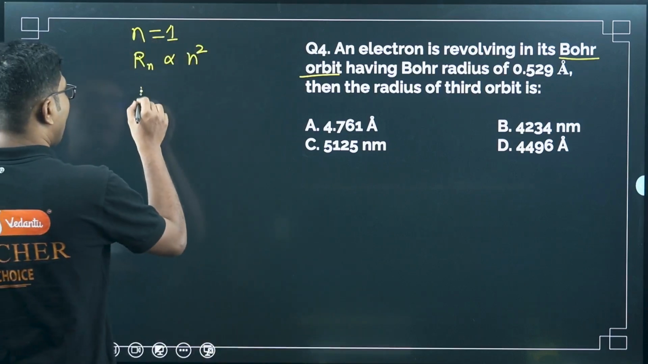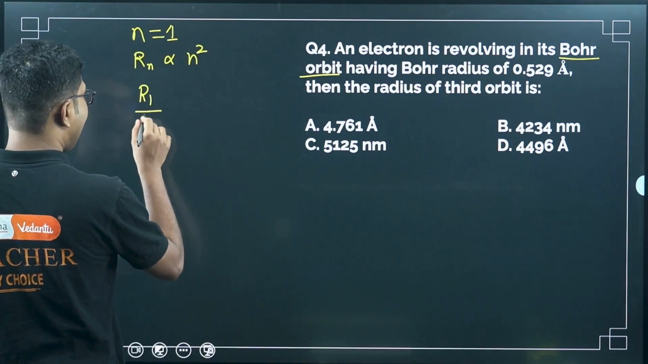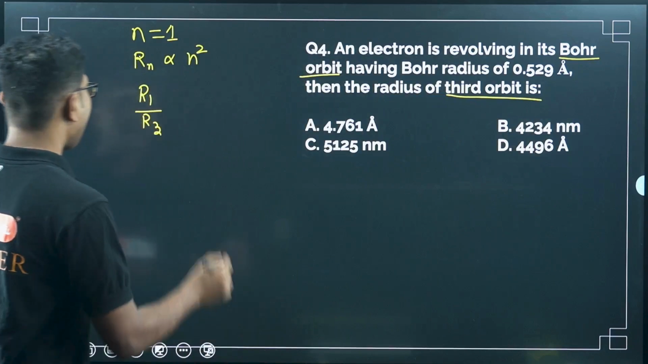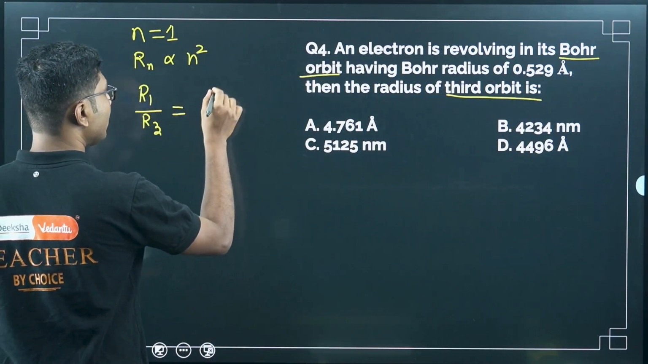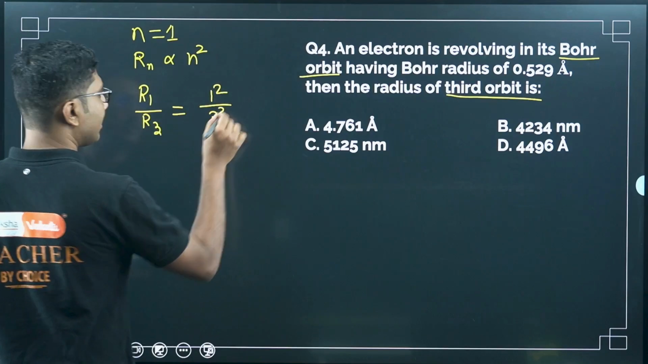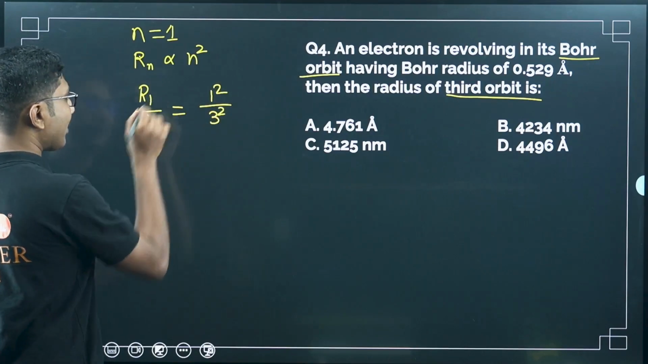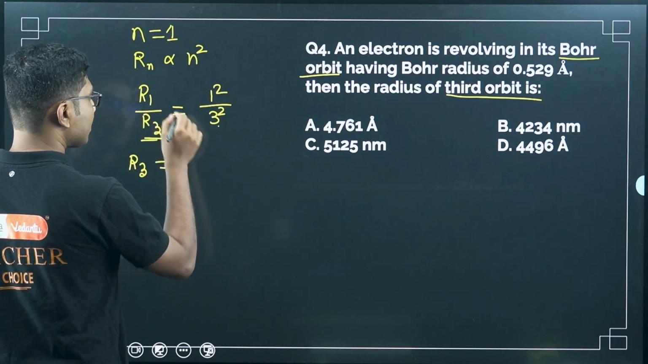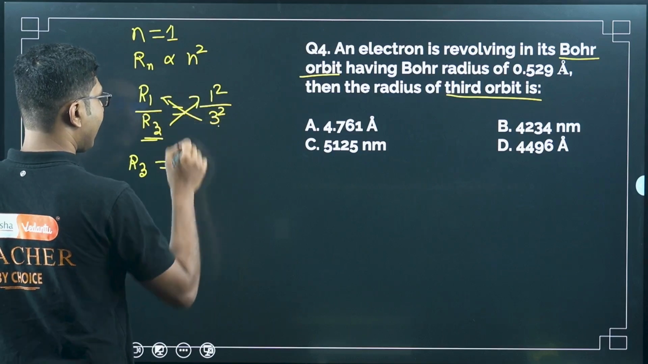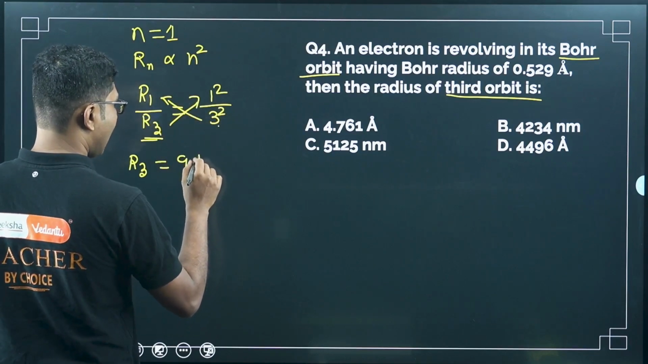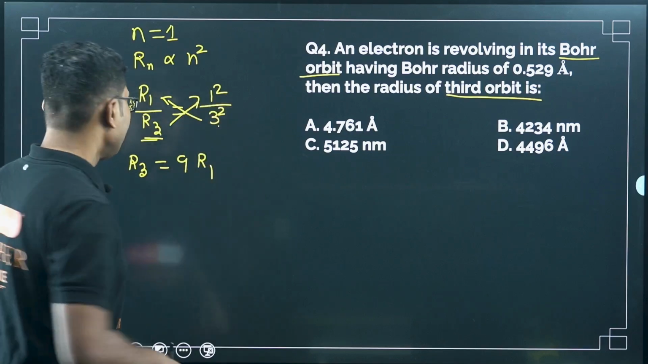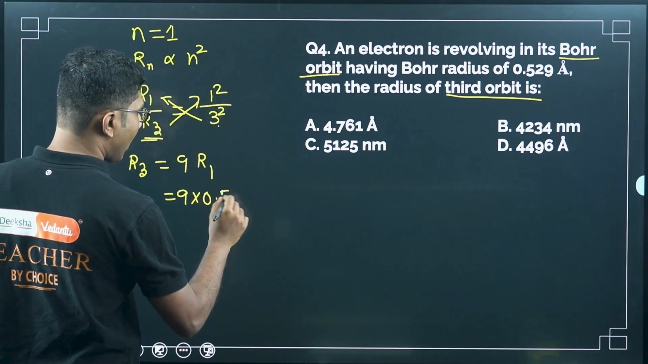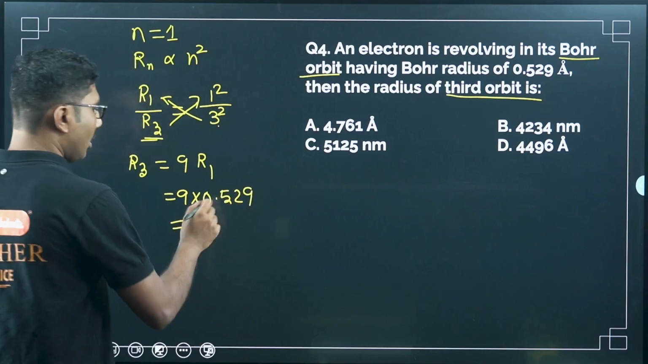Now, R1 by R3, they have asked you to find the radius of the third Bohr orbit, right? So R1 by R3 should be equal to 1 square by 3 square. We are trying to find R3. R1 is given. So R3 is equal to, cross multiply, 9 R1, this is 1. So just cross multiply and then you have to find the value. So 9 times 0.529. So what is the value?